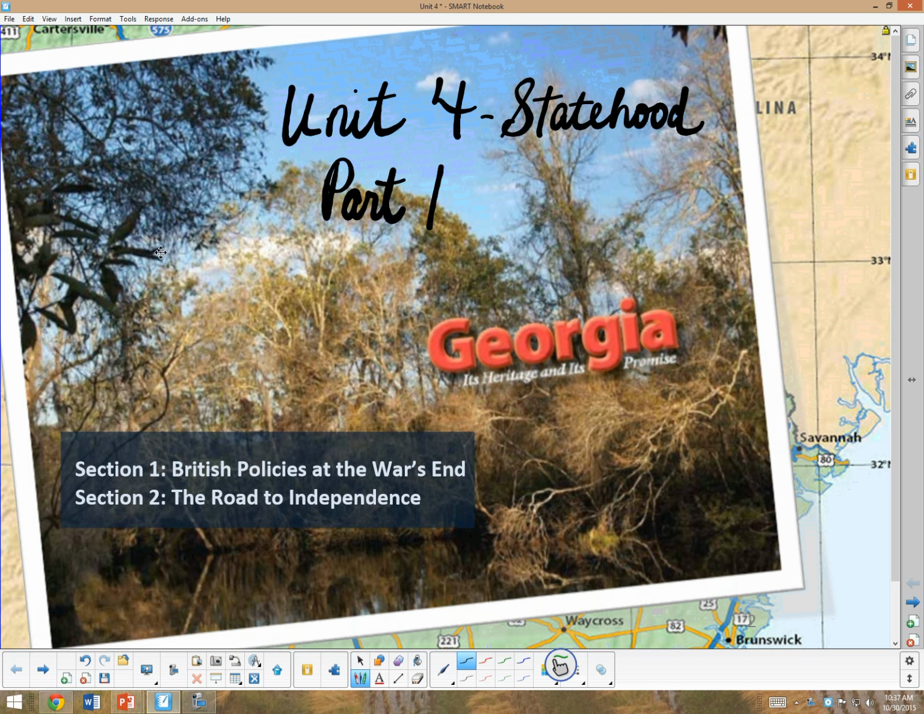All right, everybody, let's start Unit 4, which is all about Georgia becoming a state. The first part we're going to focus on is what happened at the end of the French and Indian War. So that's what you're going to be hearing about in this section.